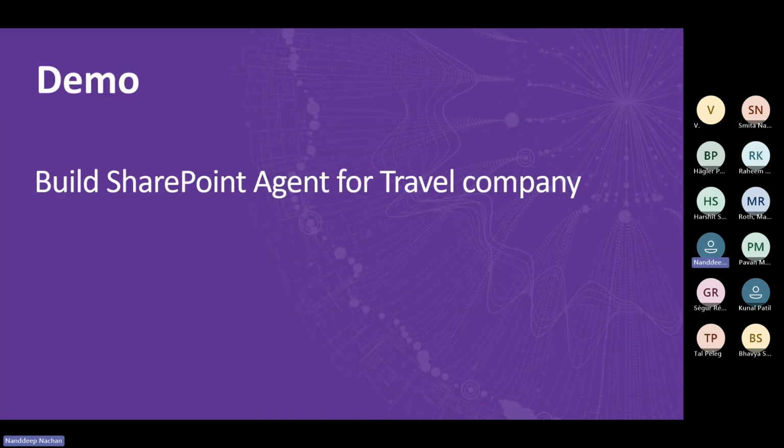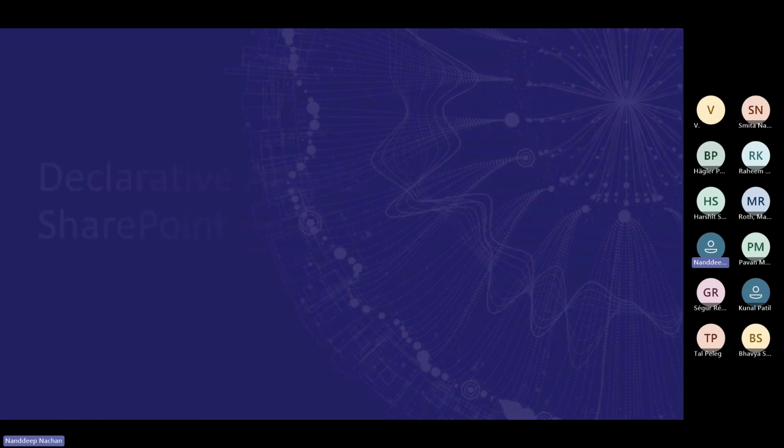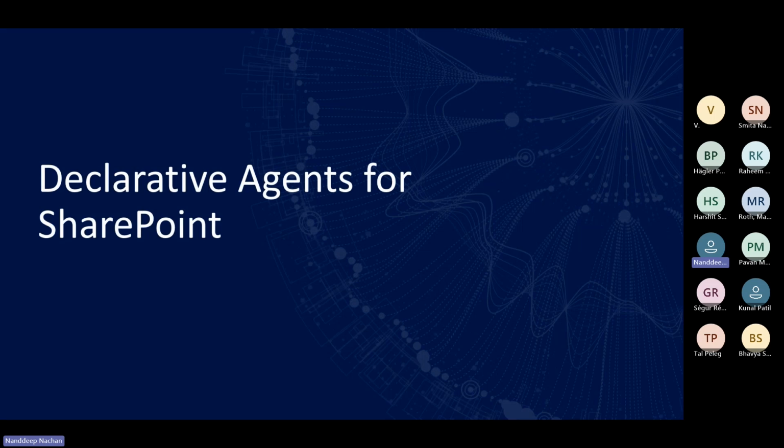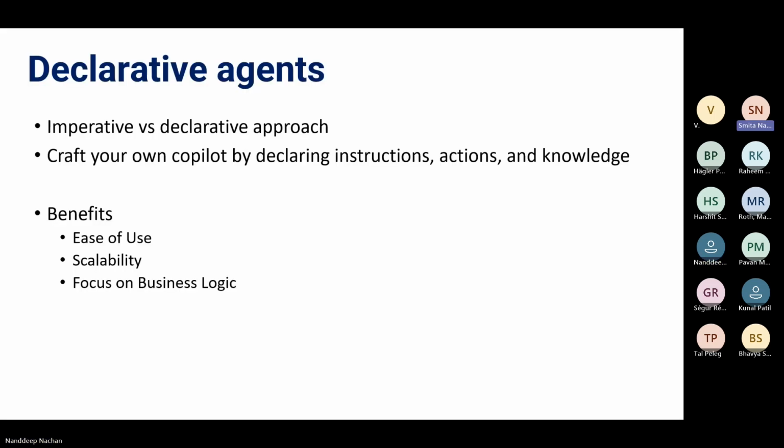All right, so now, for all of the developers who are out there, what are the other customization options that we have got? So we have got declarative agents for everything, but specifically for SharePoint. These declarative agents are AI-driven assistants that operate based on what needs to be done rather than how to do it. Okay, so let's talk about these declarative agents. Declarative agents are definitely a game changer in the way we design and interact with AI-powered copilots.